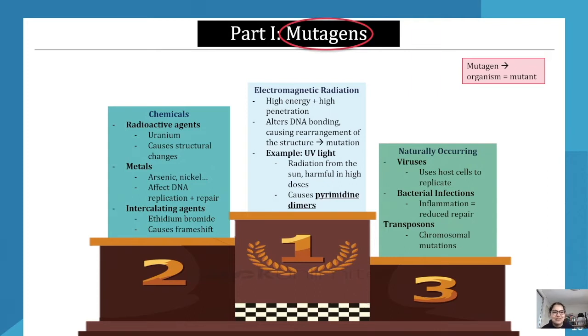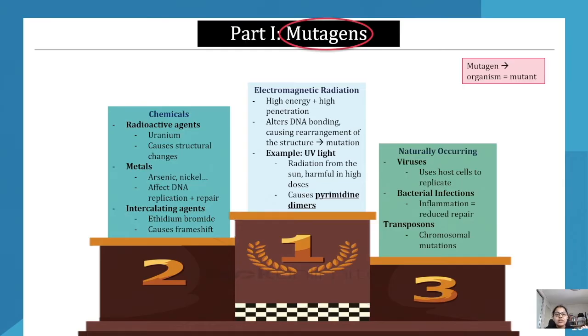Apologies for that. But as I was saying, a mutagen is an agent that causes mutations. A mutagen can also be known as a mutant. There are 3 types of mutagens that we're looking at, including chemical, electromagnetic, and naturally occurring.